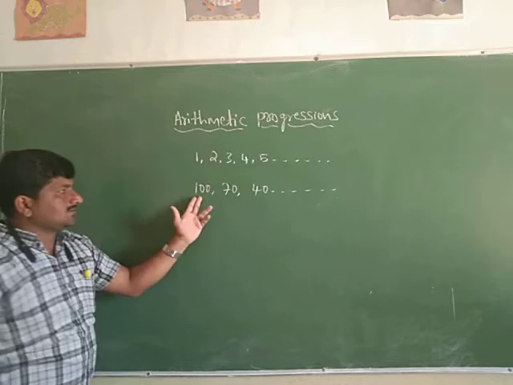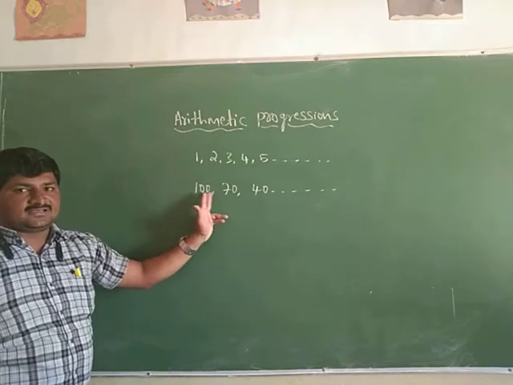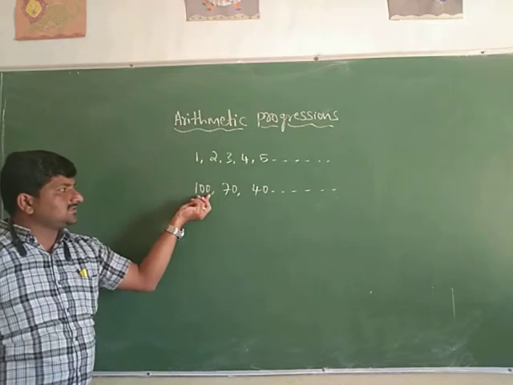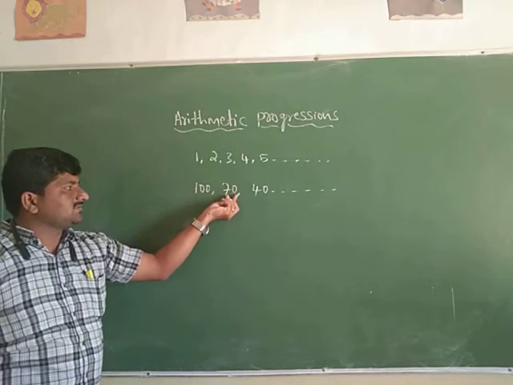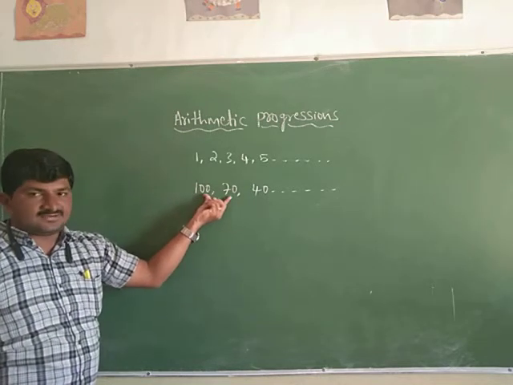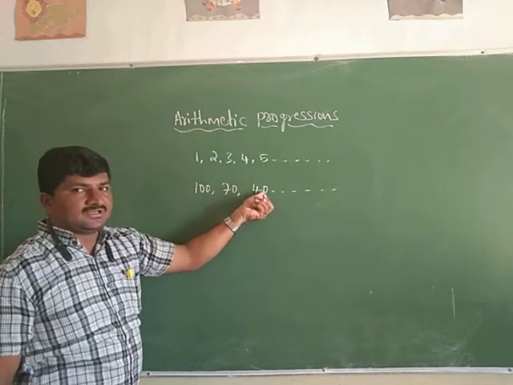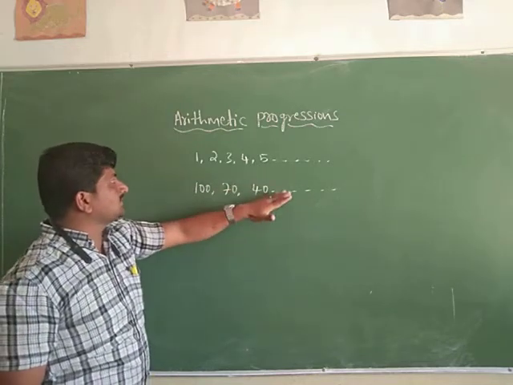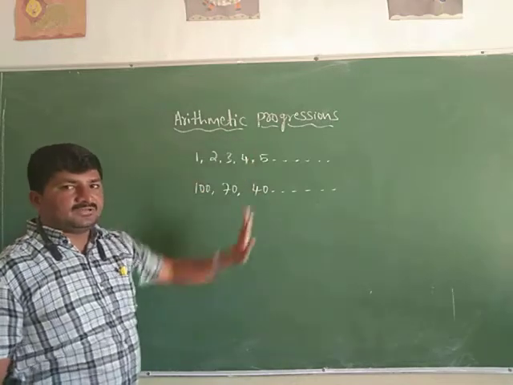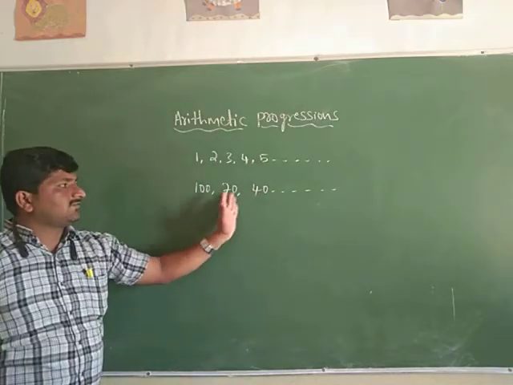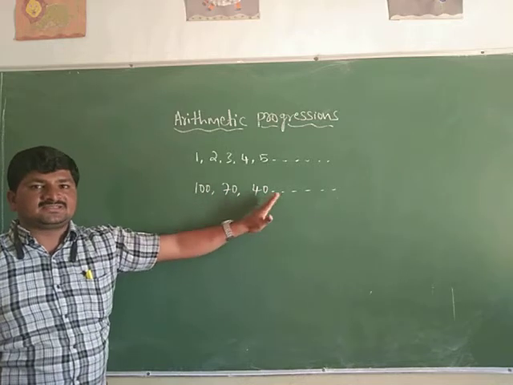Similarly here, the number 30 is subtracted. The first term is 100, the next term is 70. 100 minus 30 is 70. Similarly, 70 minus 30 is 40. This type of pattern is called an arithmetic progression. Arithmetic progression means the difference between the terms is always the same.